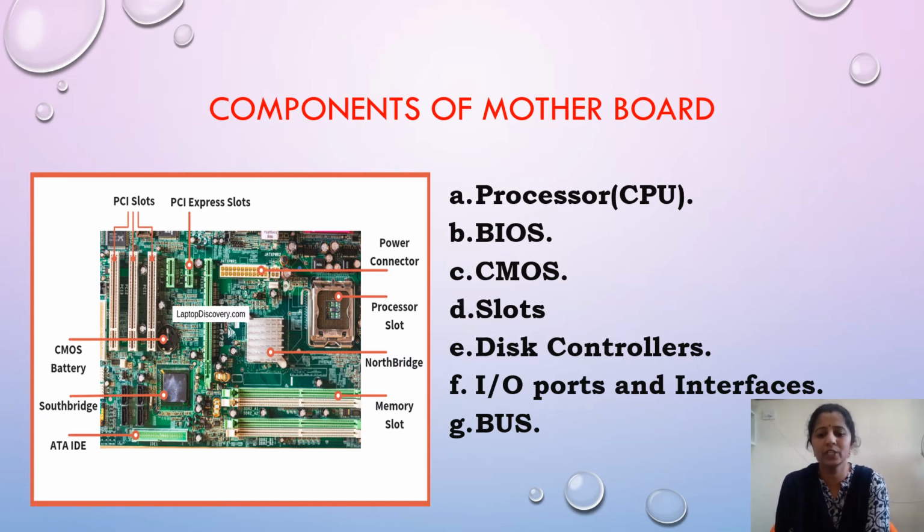Otherwise, if they have mentioned explain the components of the motherboard, then BIOS, CMOS, and any controller or processor, any of these points is possible. Processor, we discussed last year, that is your CPU. BIOS, basic input output system. CMOS, that is complementary metal oxide semiconductor. Slots, disk controller, that is the secondary memory controllers like hard disk and floppy disk controllers. Input output ports and any other interfaces.